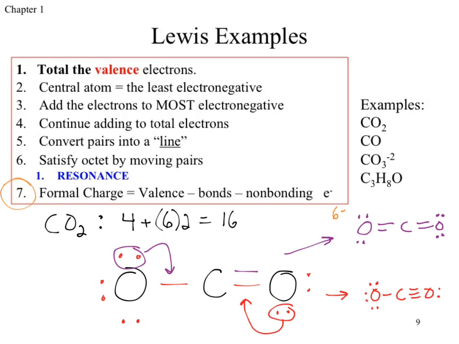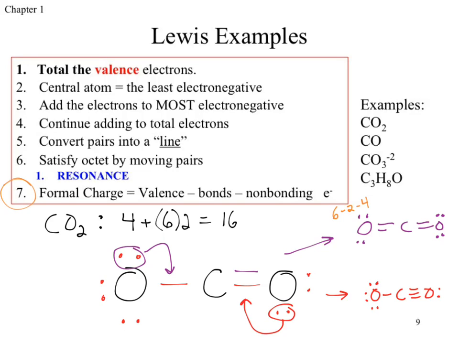6 minus the number of bonds on our leftmost oxygen. 2. Minus the number of non-bonding electrons. How many non-bonding electrons are there? 4. Be careful here. One of the common trends is people will go through and say, well, there's 2. There's 2 pairs of non-bonding electrons. We're asking for the number of non-bonding electrons, period. We're not counting pairs. 6 minus 2 minus 4 gives us 0.